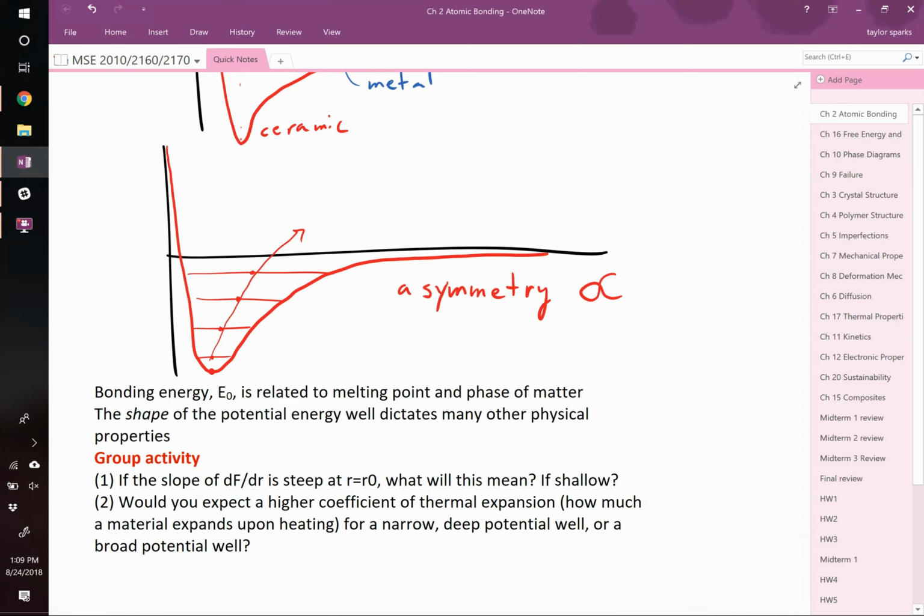Asymmetry scales with the depth of your potential well.